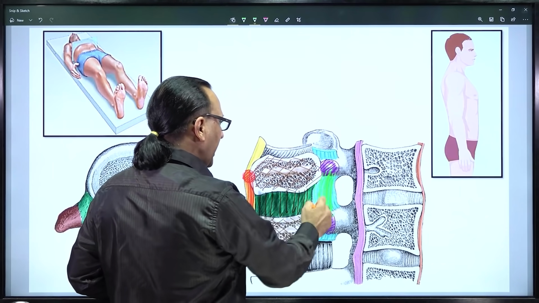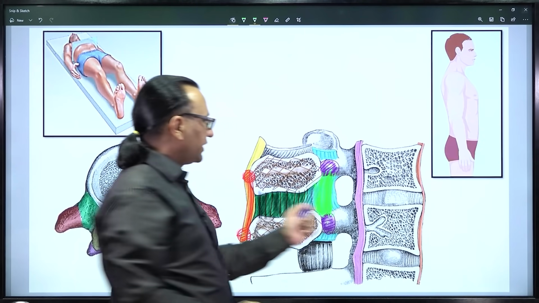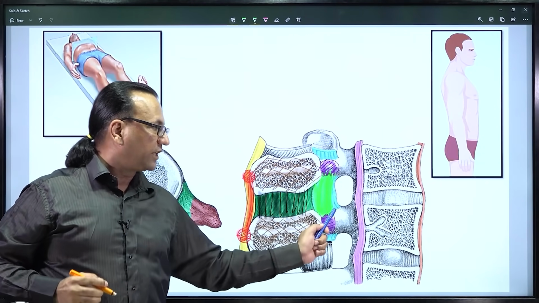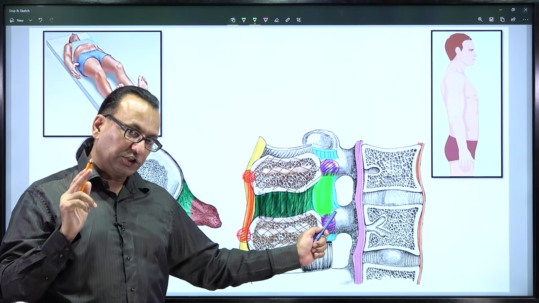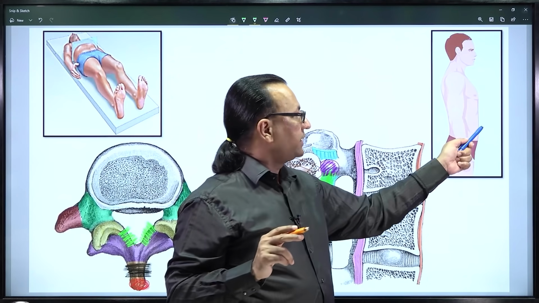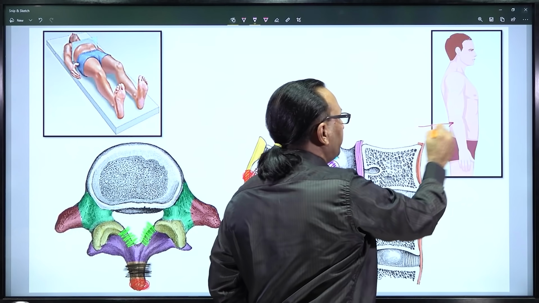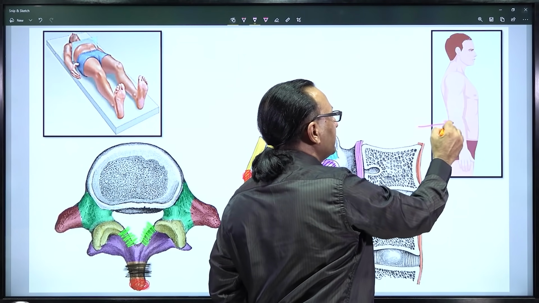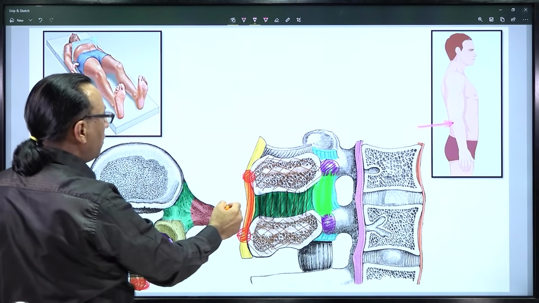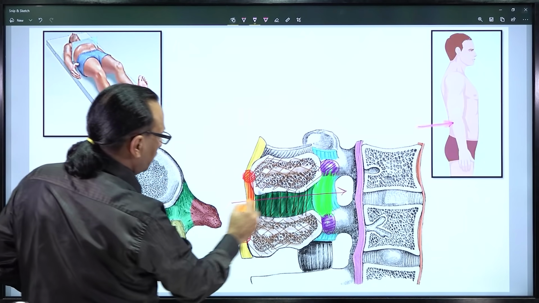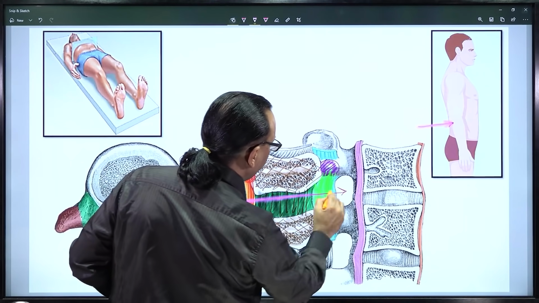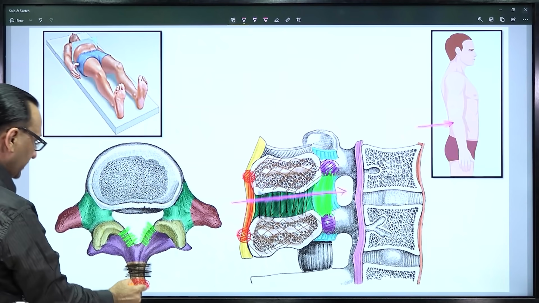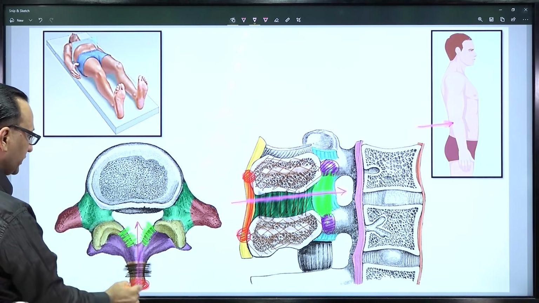Once you puncture the ligamentum flavum, you can enter the vertebral canal where you will have the spinal cord covered by the meninges. As you go posterior to anterior, your needle is puncturing some of the ligaments. And that is what we wanted to know: the ligaments which we puncture to give the epidural anesthesia, from posterior to anterior, to reach the epidural space.